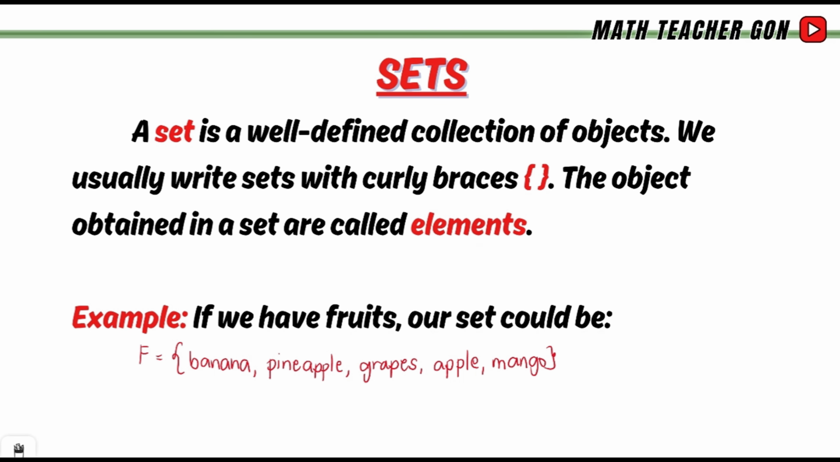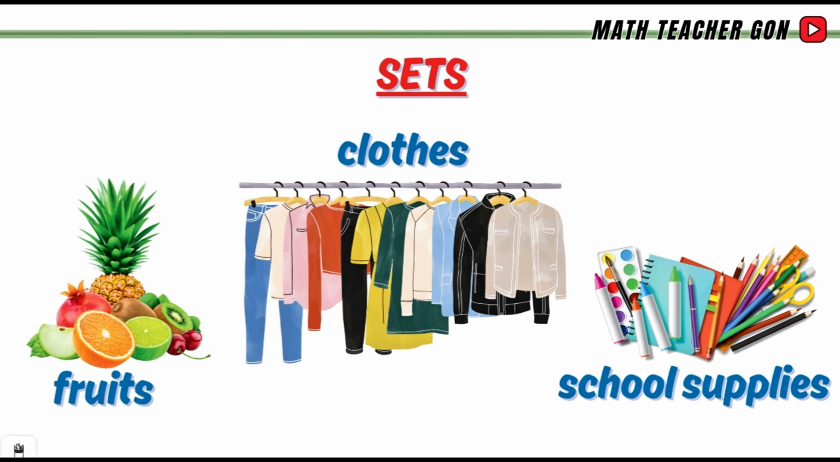Let's have some other examples. Sets can be fruits, or a set of clothes, the clothes that you wear: sleepwear, casual wear, formal, and many more. It can also be school supplies: crayons, color pencil, ruler, and so on. These are distinct, meaning it's exact. There's no repetition of the things, numbers, or letters that we have. So this is a well-defined set.